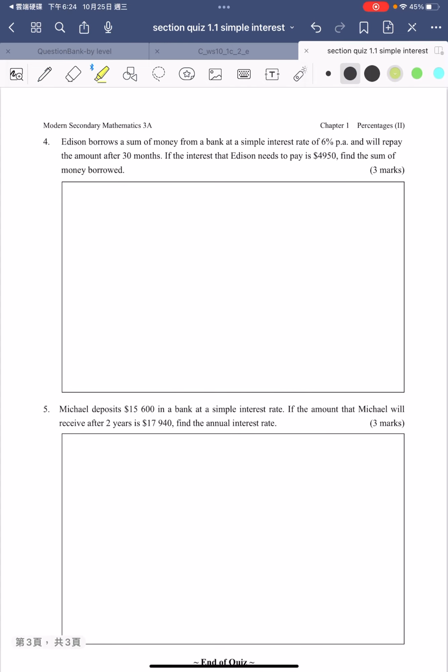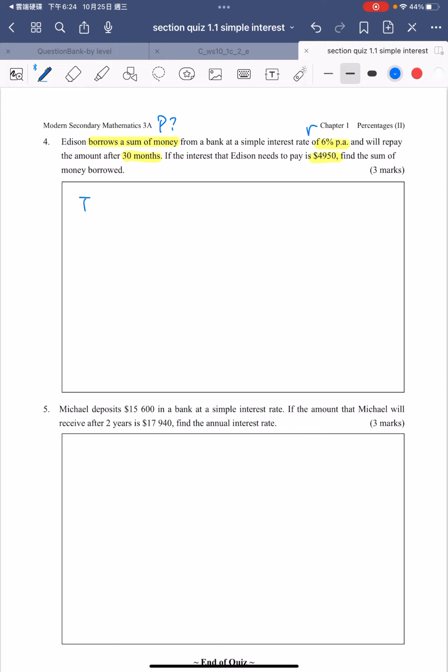Then question 4, we have Allison borrows a sum of money, that's the P, we don't know. From a bank, a simple interest rate of 6%, that's the R. And then she will repay the amount after 30 months. So that's the T in months, but we need to change it into years. If the interest that Allison needs to pay is 4,950, find the sum of the money that she borrowed. So we want to find the principal.